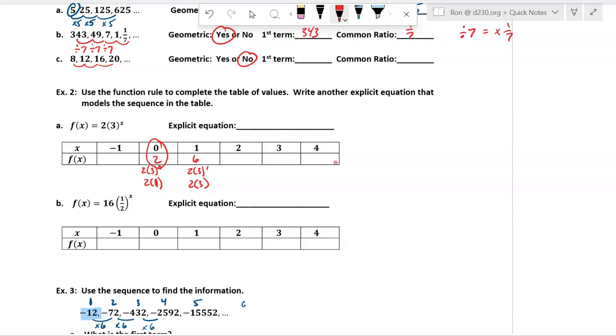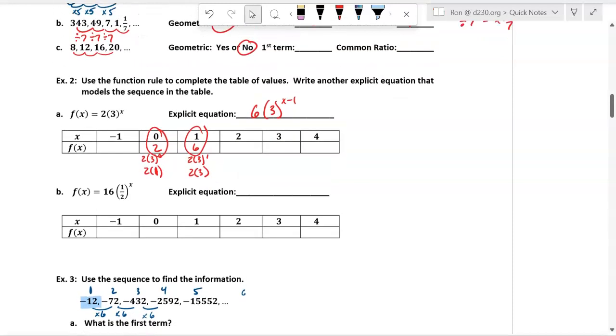However, if I wanted to start with the first term, my initial amount would be 6. My common ratio, what am I multiplying by each time? 3. So I could do 3 to the x minus 1. This would be an alternative example or formula to use for this table.